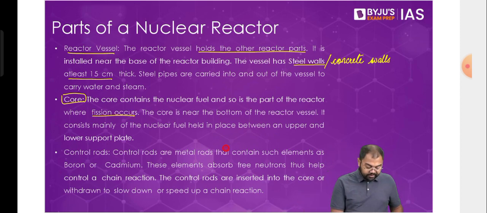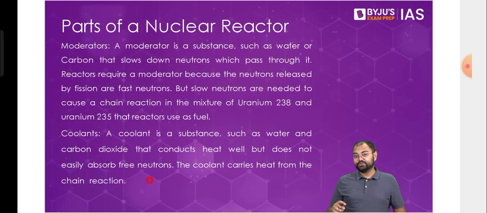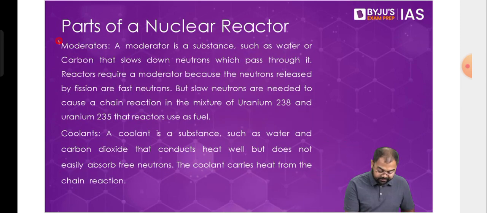And then after that, we see that we have the control rods. So for the control rods, we discussed that these are metal rods. Elements such as boron or cadmium can be there, and they would absorb the free neutrons, thus help control the chain reaction. All right, they will help in controlling the chain reaction by absorbing any extra neutron that might be there inside the core. And then we discussed that we have something called as a moderator.